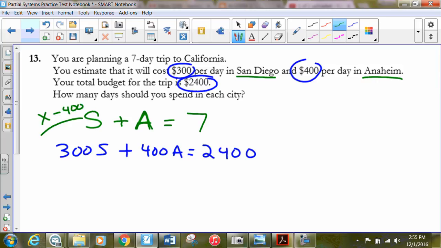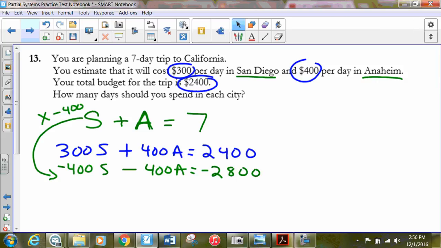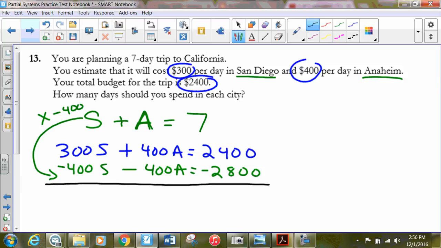And so here I go. I'm going to rewrite the whole thing. I'm going to multiply S times negative 400, which gives me negative 400S. I'm going to multiply A times negative 400, which gives me negative 400A. And I'm going to multiply 7 times negative 400, which gives me negative 2,800. I could have used 400 to multiply and then subtracted the 2 equations, but it's been my experience that students make some mistakes when they're subtracting. This is kind of a more foolproof way to do it.